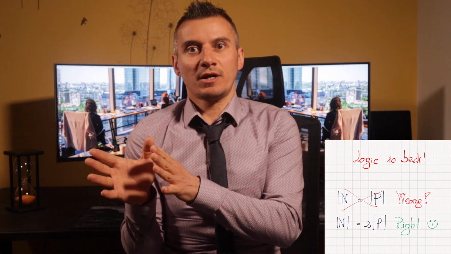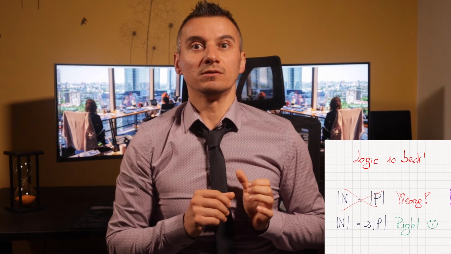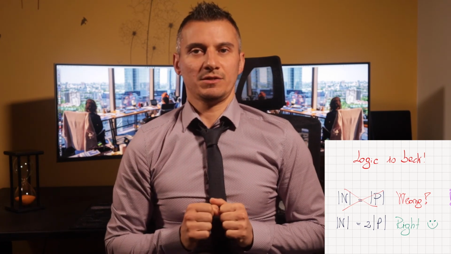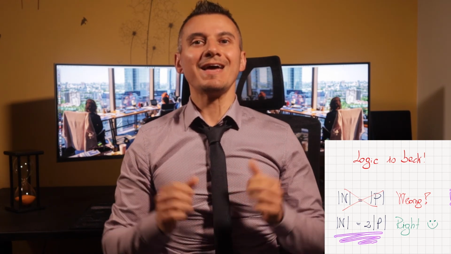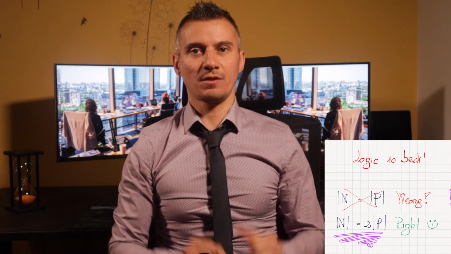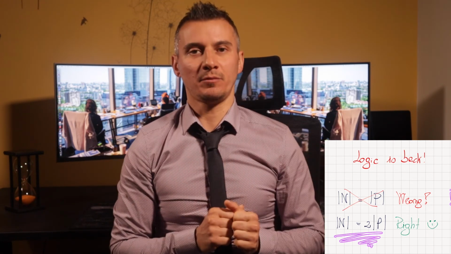Now everything has logic. The cardinality of the natural numbers is not equal to the cardinality of the even numbers. They don't have the same size, exactly as our intuition wants. The even numbers are half of the natural numbers. The key point to understand my logic is that the infinite of the even numbers is smaller or equal to the infinite of the natural numbers, not bigger. That's the point. The infinite of the even numbers is limited by the infinite of the natural numbers.